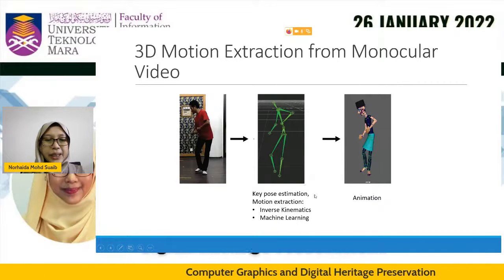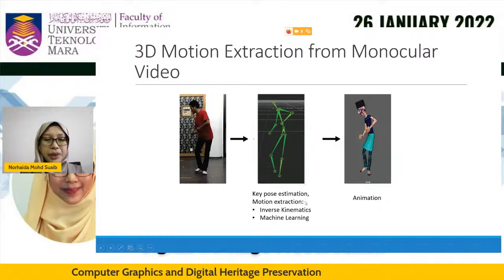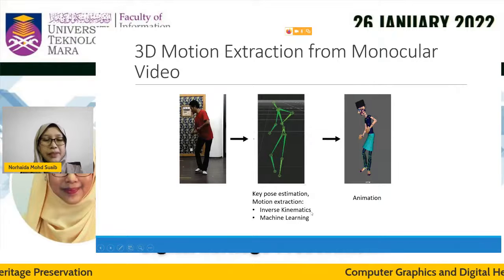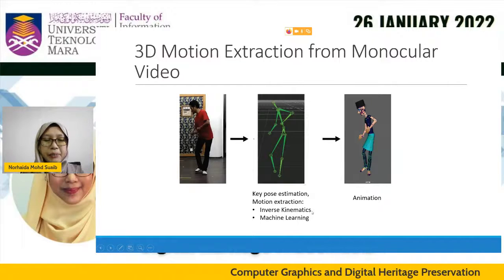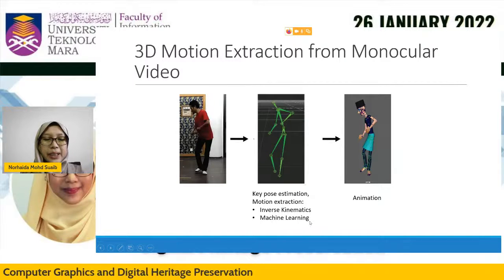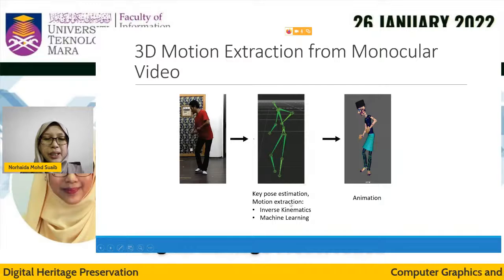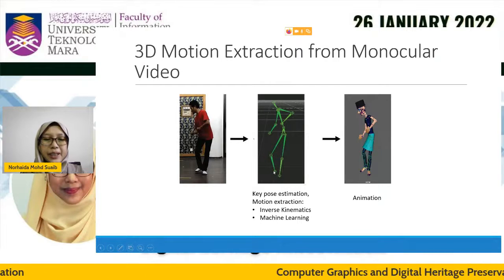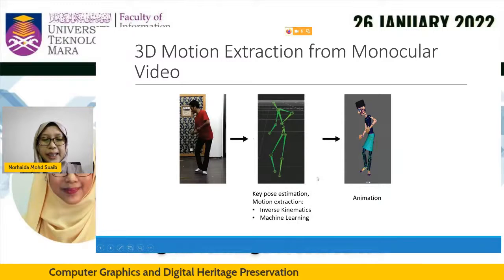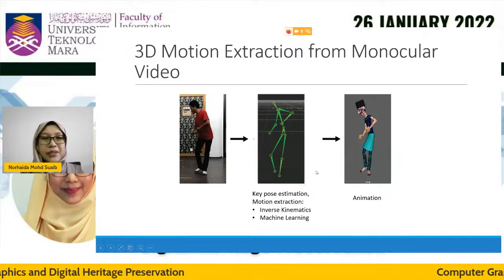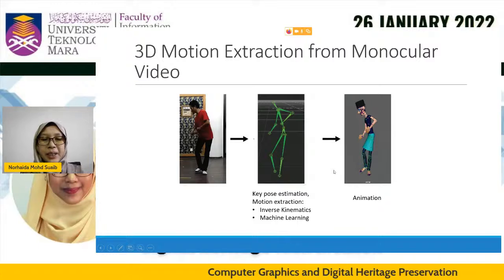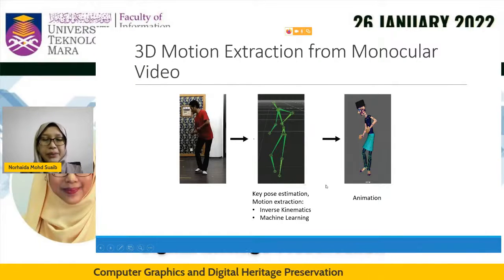So what we did is to do the key pose estimation and also motion extraction using different techniques. For example, this one is more related to computer graphics using inverse kinematics and also keyframe animation. And the second approach is by using machine learning, where we train the machine to do extraction of different key poses and also the motion data. So that once we get the data extracted from the video, we can reuse it to reproduce the animation. So this is what our students did at the postgraduate level.